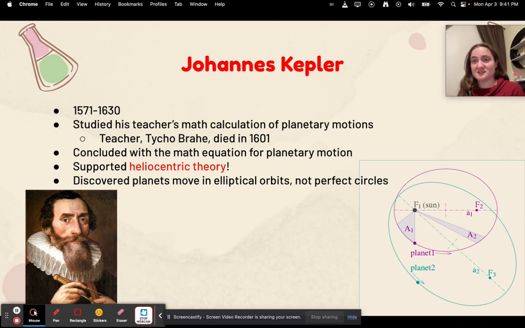So Kepler kind of just took over the lead of the researching, and he concluded with the math equation for planetary motion, which you can see down here in this corner. And this math equation for planetary motion actually supported the idea of heliocentric theory. And he also discovered that planets move in elliptical orbits, not perfect circles.